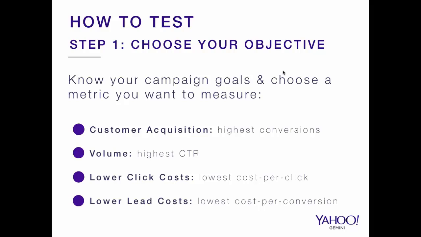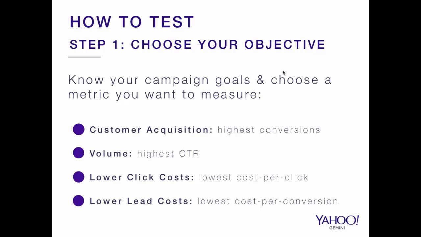If you're trying to get as much volume as possible, you want to make sure you're getting good volume. Sometimes broad match can be funky, and you want to make sure that you're putting your money in the best place. So you might want to look at the highest CTR across that volume. You might want to look for the lowest cost per click if you're concerned with costs, and the same way you might want to look at the lowest cost per conversion if you're more concerned with those kinds of costs.